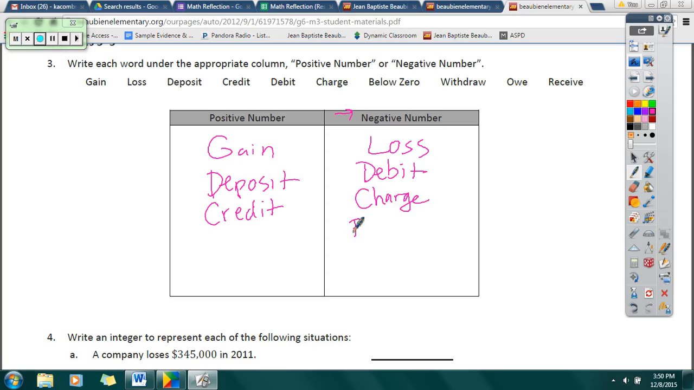Below 0, that's negative again. Withdraw, that means I'm taking money out. I owe you money, I'm negative. And receive, that's a positive word, that means I'm getting money. Okay, so these are key words that you should have in your notebook to represent positive and negative numbers.